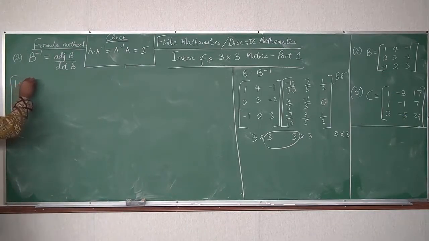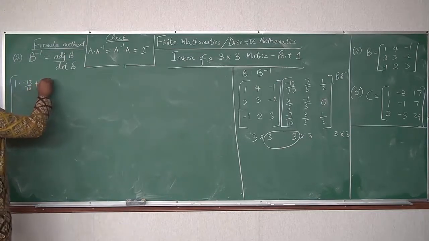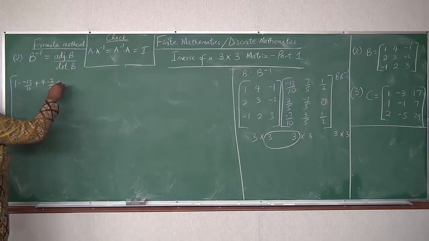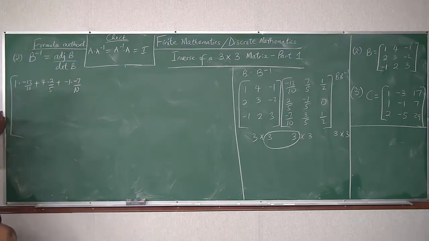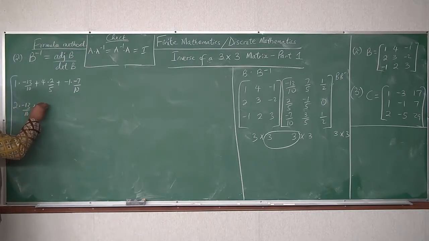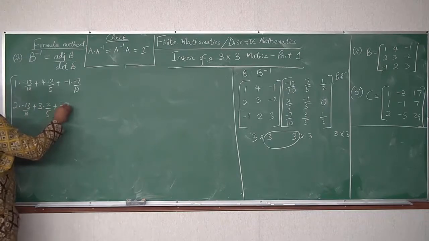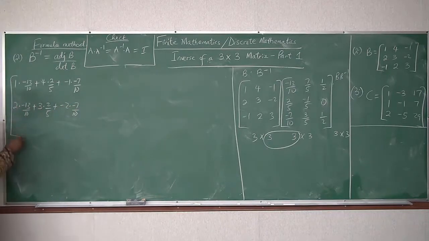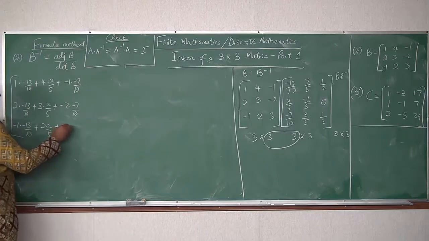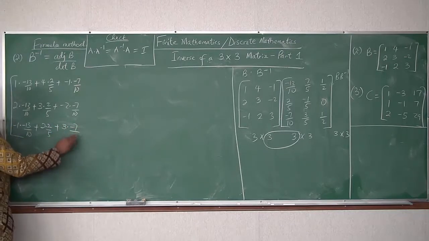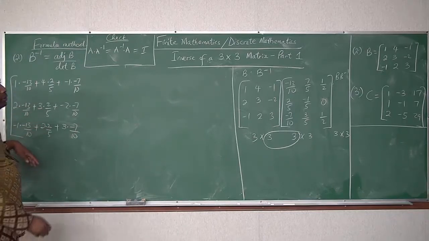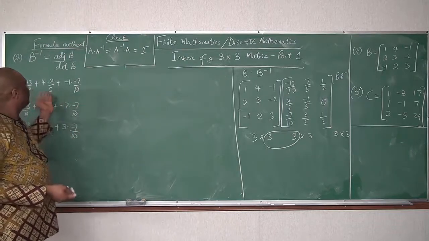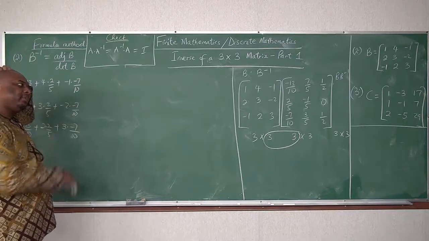So this will be 1 times negative 13 over 10 plus 4 times 2 over 5 plus negative 1 times negative 7 over 10. This will be 2 times negative 13 over 10 plus 3 times 2 over 5 plus negative 2 times negative 7 over 10. This will be negative 1 times negative 13 over 10 plus 2 times 2 over 5 plus 3 times negative 7 over 10. So this is the first column. I mean, this is one way of doing it. Some people would like to do it row by row. Right now, I'm doing it column by column.